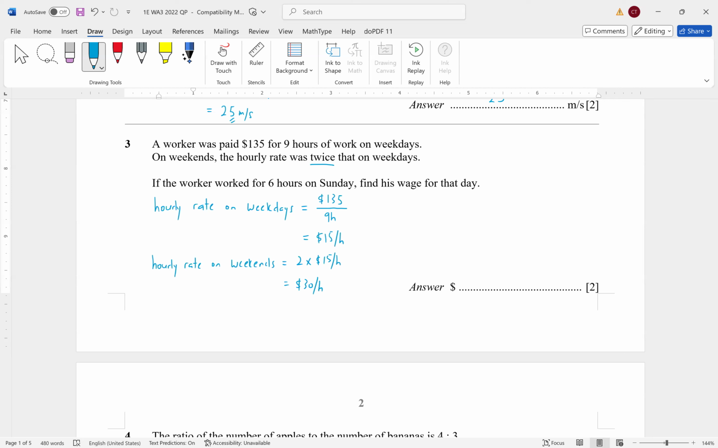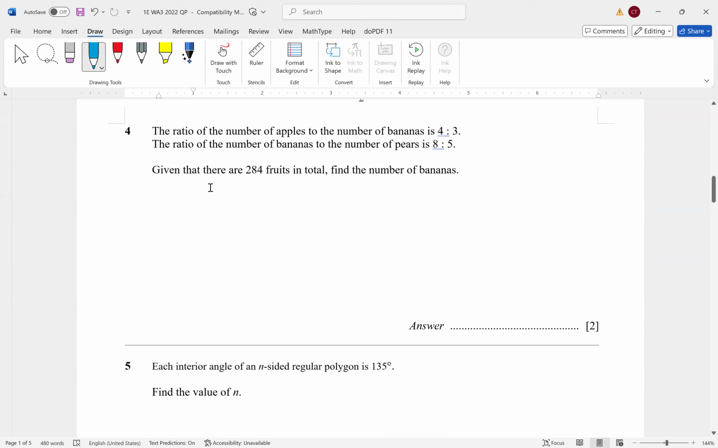Okay, so for each hour that he works on weekend, he will be paid $30. So 6 hours. So wage on Sunday will be 6 hours multiplied by $30 an hour. So it's going to give us $180. All right. So okay, so that will be for question 3. Right, let's take a look at question 4.